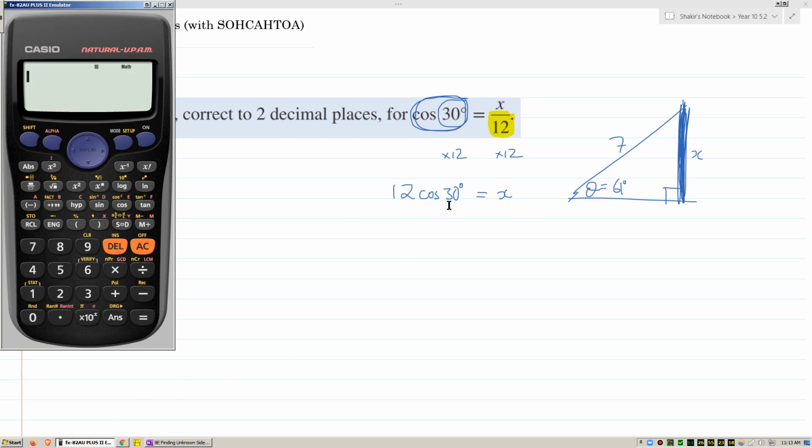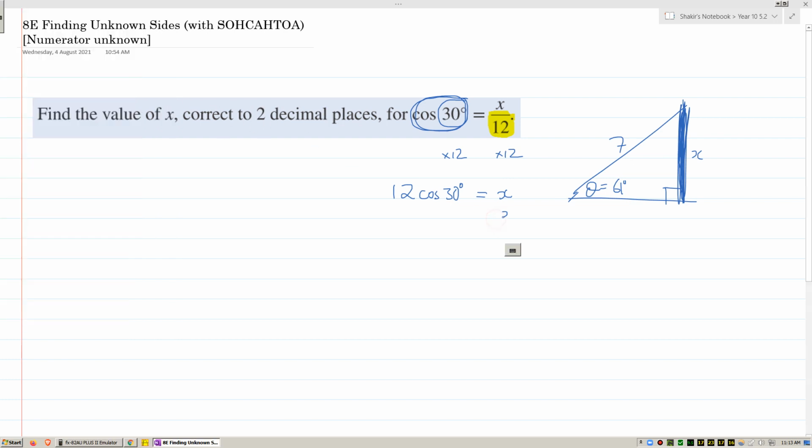So to solve that, we simply bring out our calculator. We do 12 times cos of 30 degrees, and x is equal to 10.39. To 2 decimal places, so 10.39. x equals 10.39. So that's the type of algebra you'll need. You might want to pause the video, play it again if you forget. But basically, it's just multiplying both sides by whatever's at the bottom there. Multiplying both sides by that.